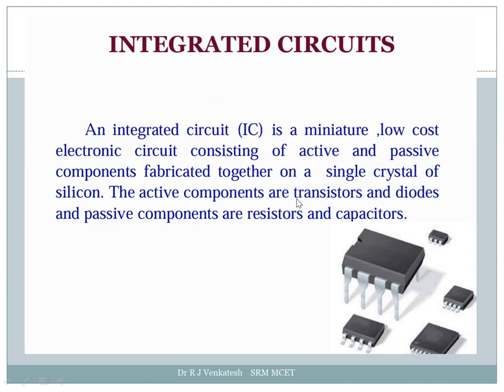First of all, what do you mean by integrated circuits? Shortly, it's called IC. An IC is a miniature, low-cost electronic circuit consisting of active and passive components fabricated together on a single crystal of silicon. So what are active components? Active components are transistors and diodes, and passive components are resistors and capacitors.